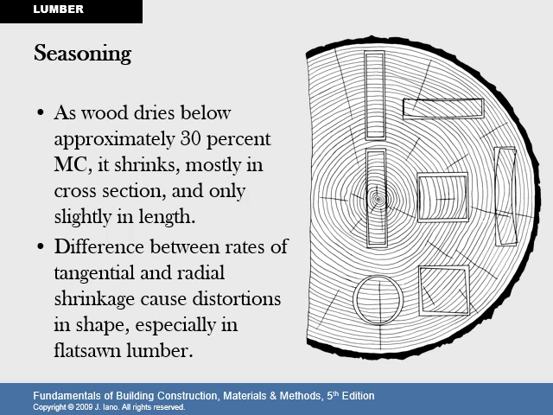As wood dries below approximately 30% MC, it shrinks mostly in the cross section and only slightly in length. The difference between the rates of tangential and radial shrinkage causes distortions in shape, especially in flat sawn lumber. So here we can see where, as it's getting out towards the edge, the radial is actually causing it to lose moisture at a different rate.